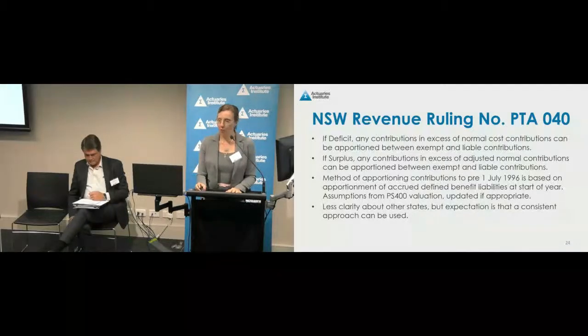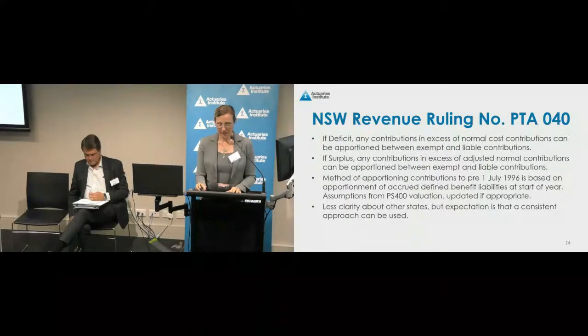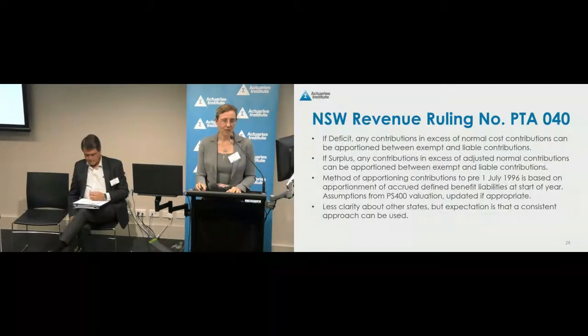And the method of apportioning contributions to, say, pre-July 96 is based on apportionment of accrued defined benefit liabilities at the start of that particular relevant financial year. And you can use assumptions that you have in PS 400 or update them if they need a change as appropriate.